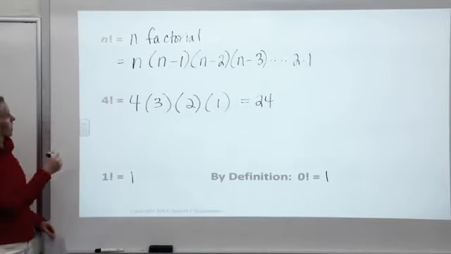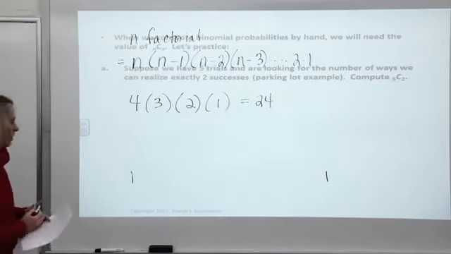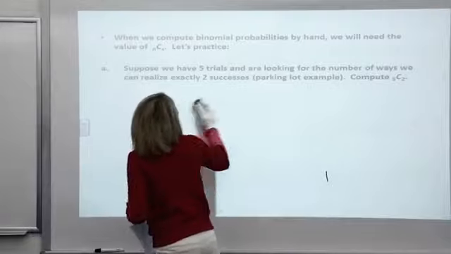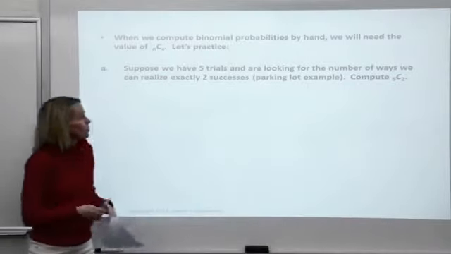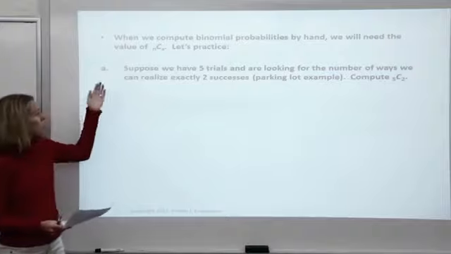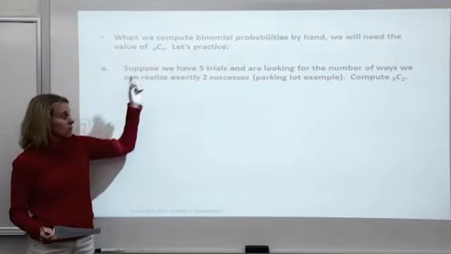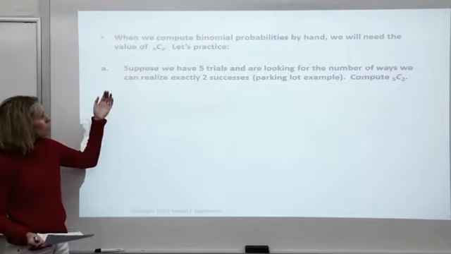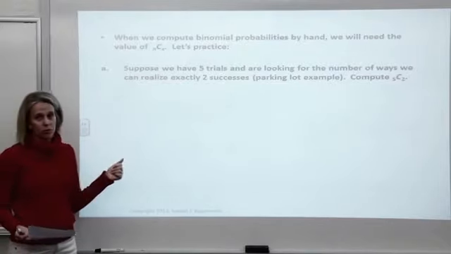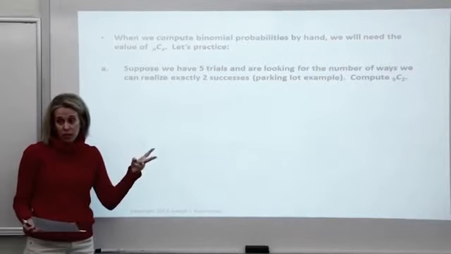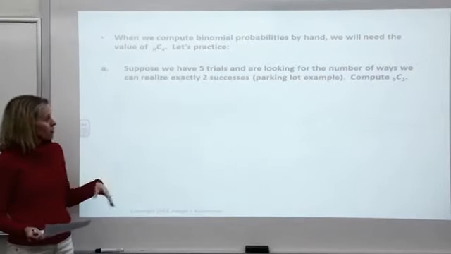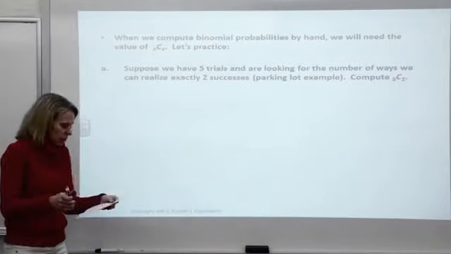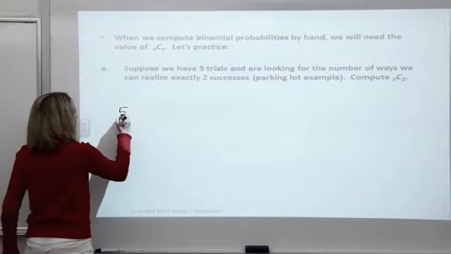All right, so now let's use that combinations formula. When we go to compute a binomial probability, we will need to know the value of n choose x. So let's practice. This is the parking lot example. Suppose we have 5 trials. We're looking for the number of ways we can have 2 successes out of those 5 trials. Compute 5 choose 2. We kind of already know the answer is going to be 10, so we'll be able to check our work here. But 5 choose 2.